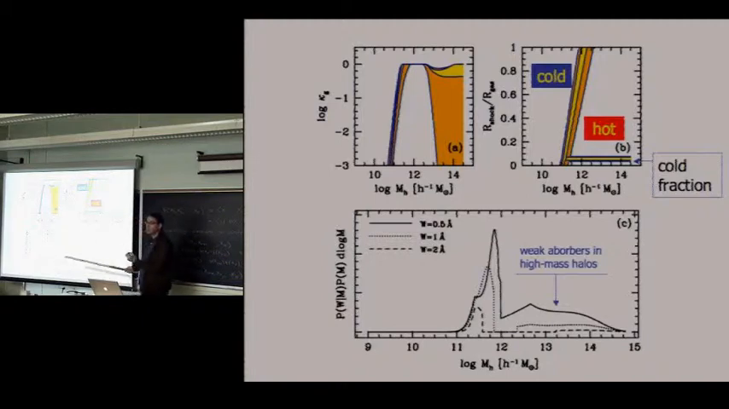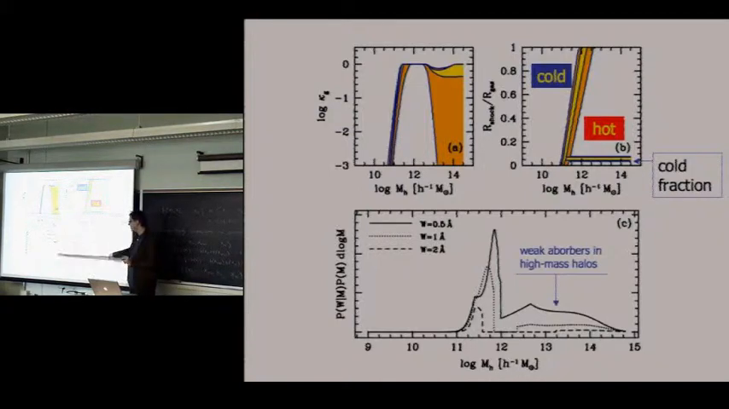That's where the transition happens between cold to hot halos, and the shock heating slams it down, and you almost get rid of all of the absorbers, except there's that small fraction of gas which is in the high mass halos. And so you get this tail of weak absorbers all the way out to 10 to the 13 and 10 to the 14 solar masses.